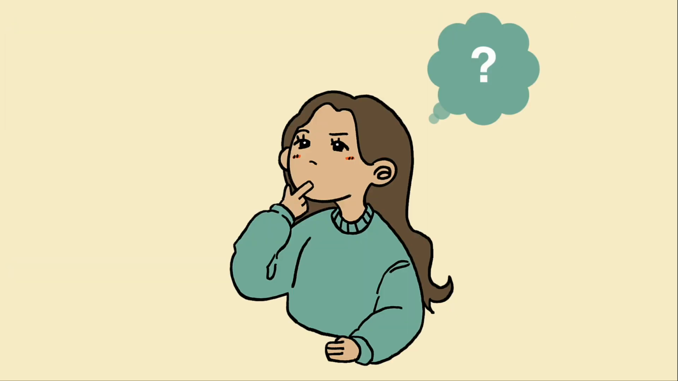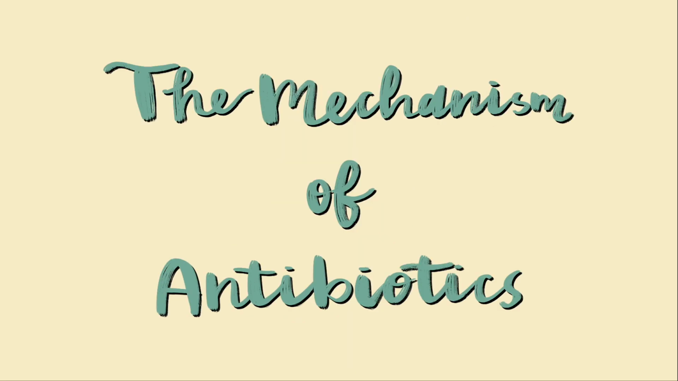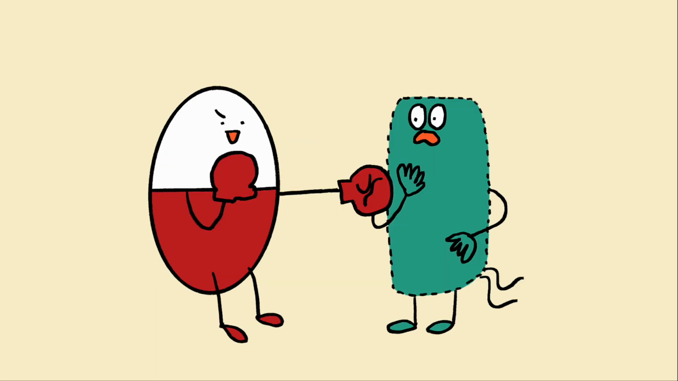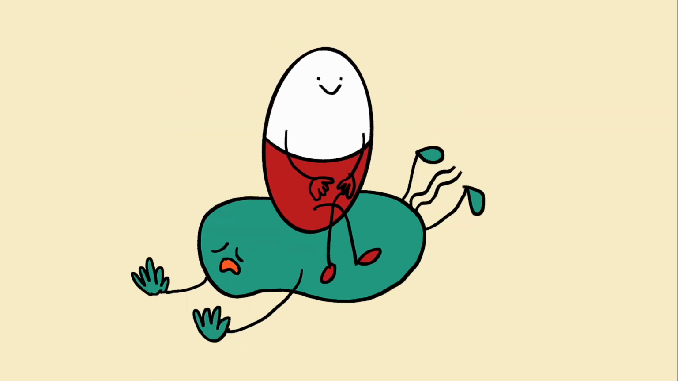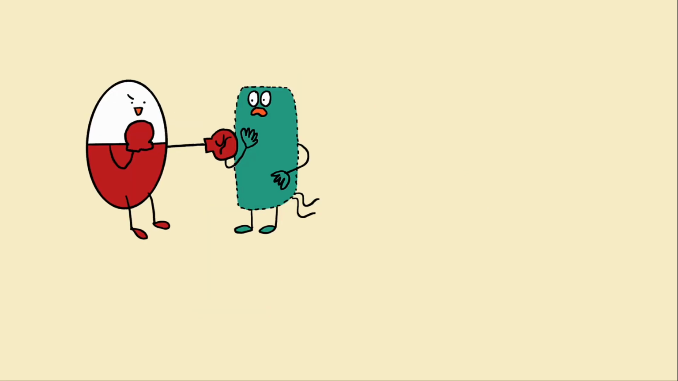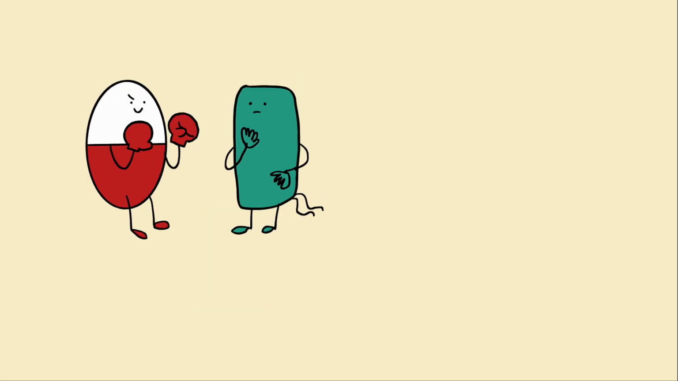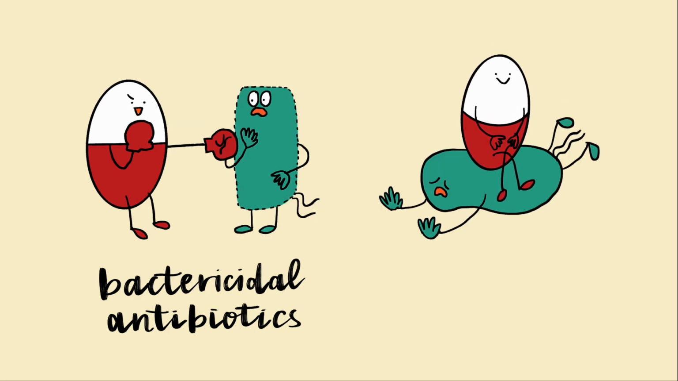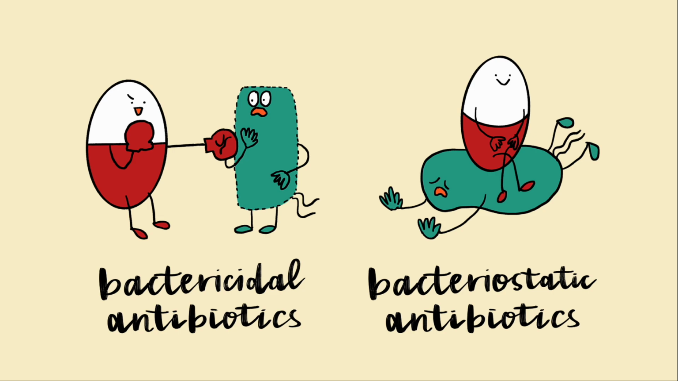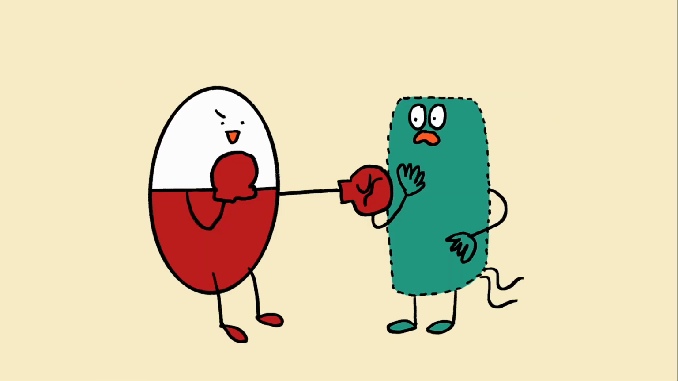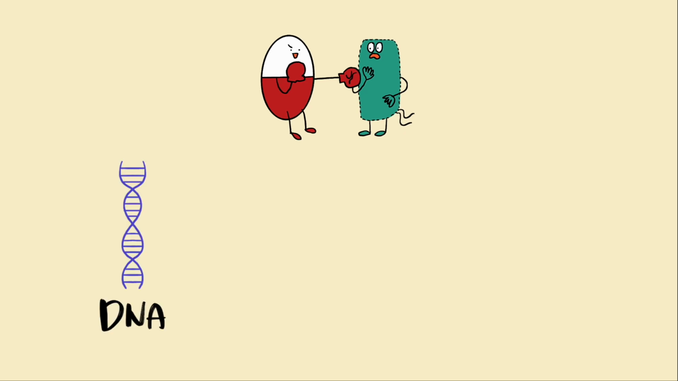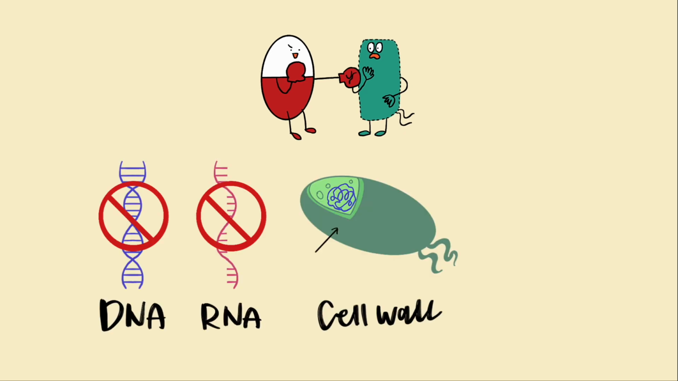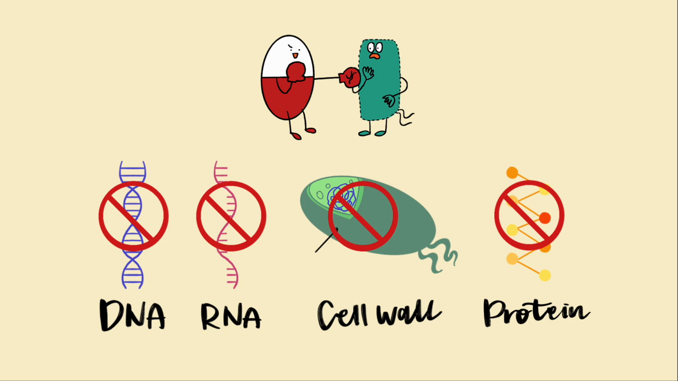So how do antibiotics work to eliminate bacteria from infections? There are two main methods. The first one is directly attacking the bacterial cell's wall, and the second one is blocking bacterial growth or reproduction. Antibiotics that attack bacteria are called bactericidal antibiotics, and antibiotics that block the growth are called bacteriostatic antibiotics. Most bactericidal antimicrobials can inhibit DNA synthesis, RNA synthesis, cell wall synthesis, or protein synthesis.